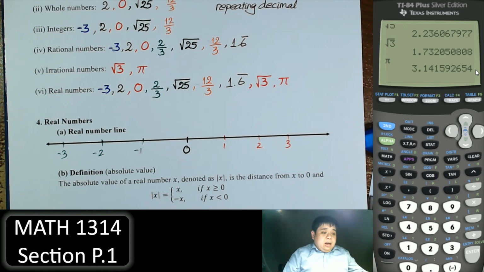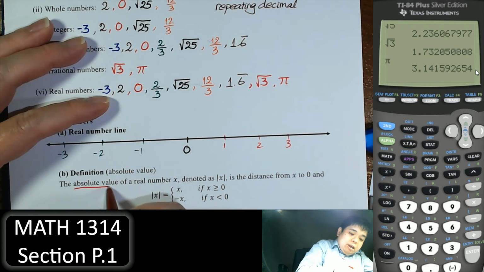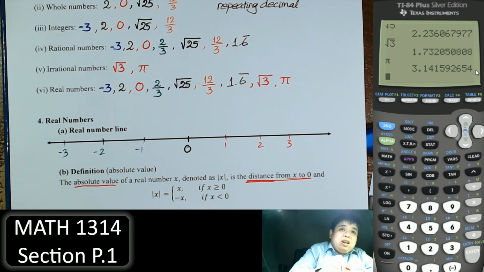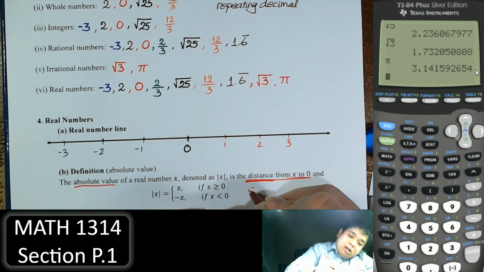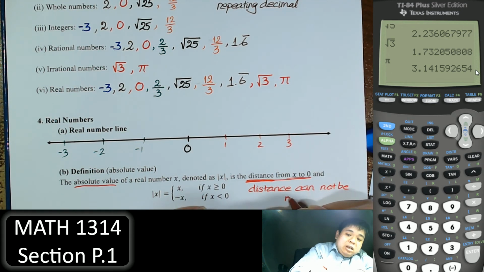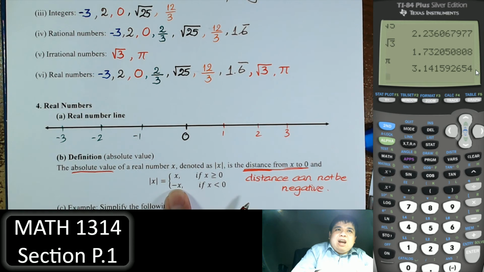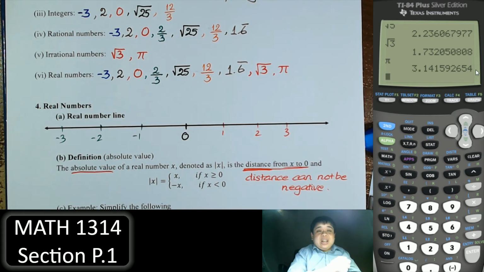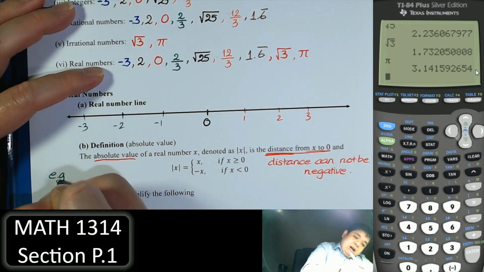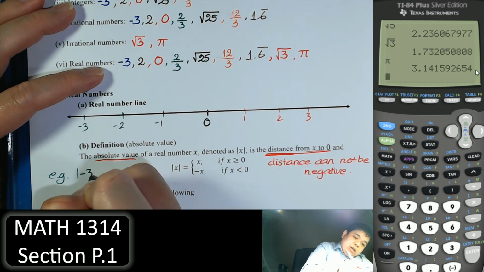Next, we have absolute values. The definition of absolute value is the distance from a number to 0. Because of that definition, it cannot be negative. Distance cannot be negative. It can be 0, but it cannot be negative. But then you say, why don't we have the negative in the definition? Well, if we stick to the definition and write exactly like that, we'll see. I'll just do one example. Let's see what is the absolute value of negative 3.